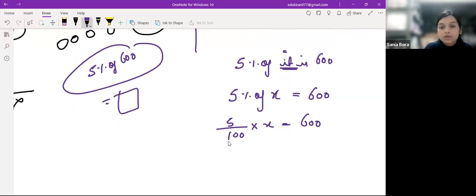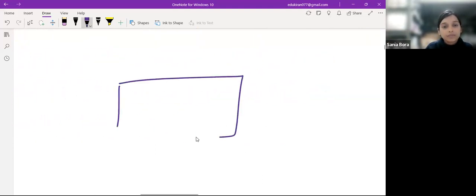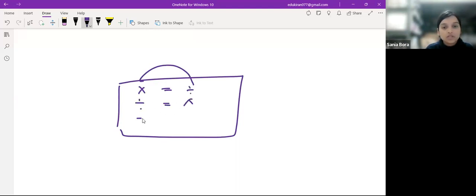First of all, I hope everybody knows this rule. If something is in multiplication, when it goes to the other side of the equals sign, it becomes division. If it is in division, it becomes multiplication. If it is in addition, it becomes subtraction. If it is in subtraction, it becomes addition. You already know this, right? Yes, ma'am.